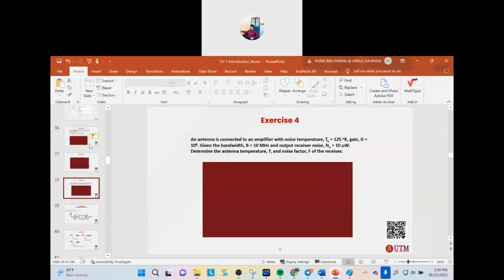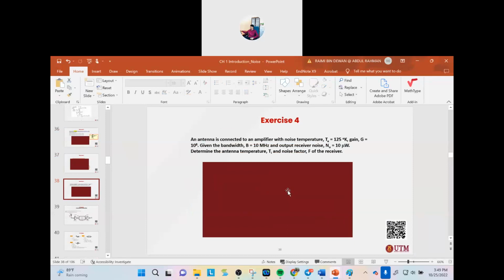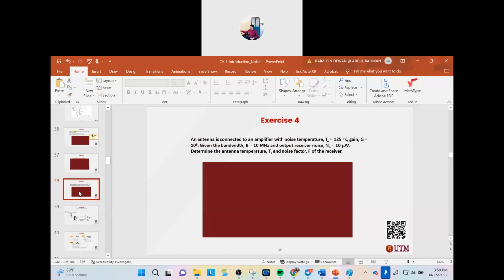An antenna is connected to an amplifier with temperature TE, given gain and bandwidth, output received. This one is a bit challenging. Let me see if we have time to cover it. Yes, we have the time. So do you want to try this or do you want to know the answer? Can you tell me in the Webex chat? Maybe you try this at home. Is it okay? I will give you the answer.